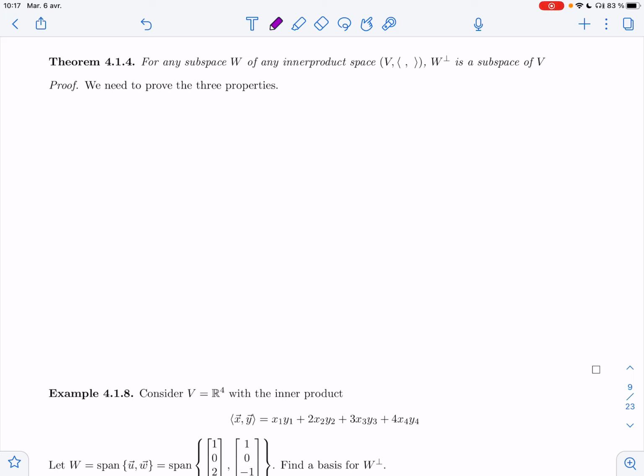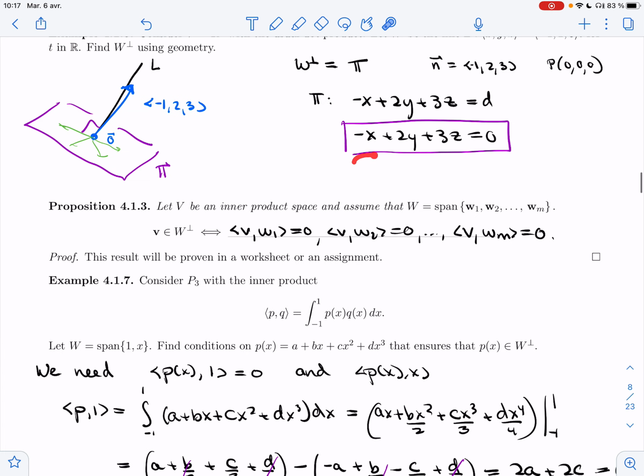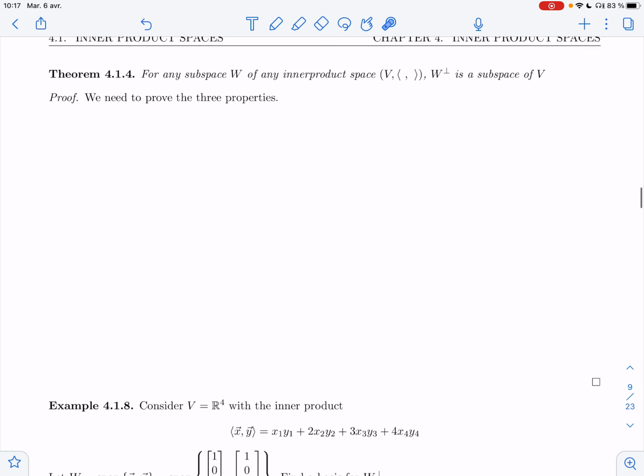All right, so theorem 4.1.4 will tell us that for any subspace W of any inner product space V, W perp is a subspace of V. We can see it in the examples. We got nice homogeneous conditions here. We got a nice homogeneous plane here. And so they look like subspaces.